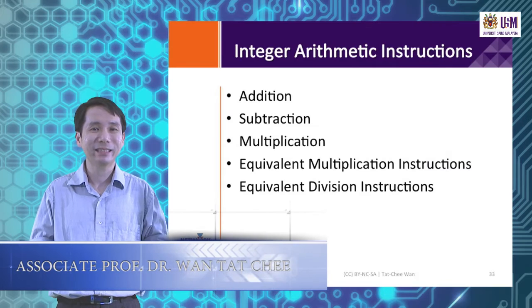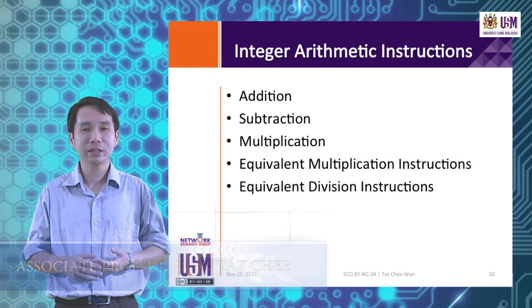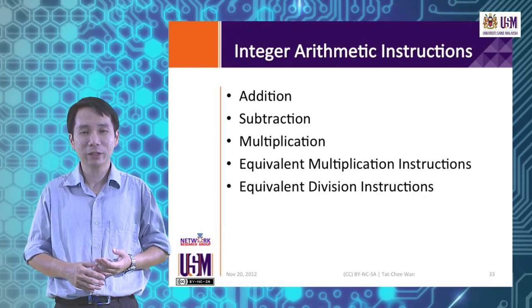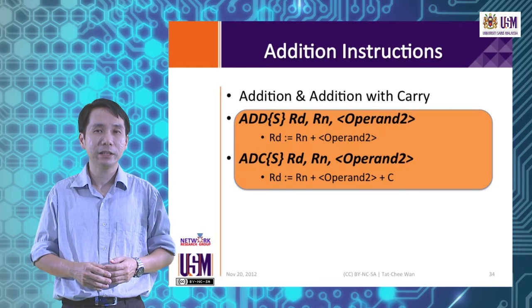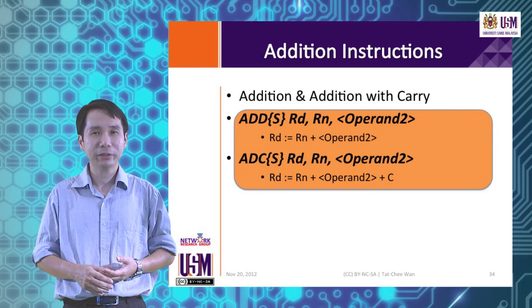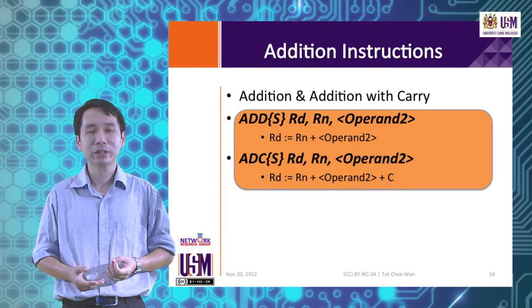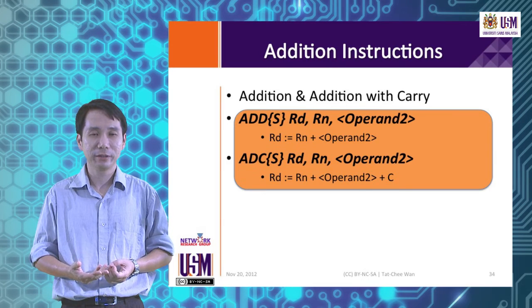We will now focus our attention on the integer arithmetic instructions. These are the addition, subtraction, multiplication, as well as equivalent instructions for multiplication and division. First, addition instructions. There are two versions: addition, which is ADD, and addition with carry, which is the ADC instruction. Now, these two instructions have the same format. Both instructions have an optional S suffix to indicate updates of the status flag registers.